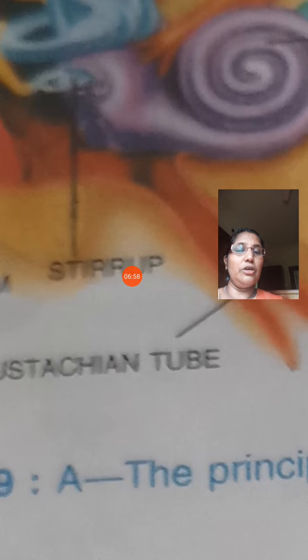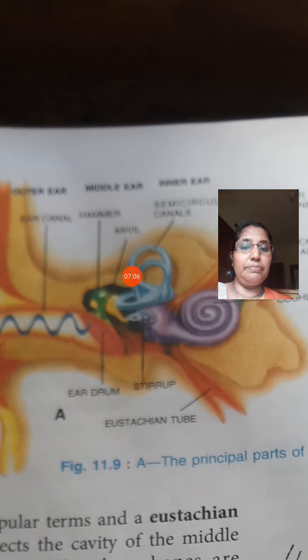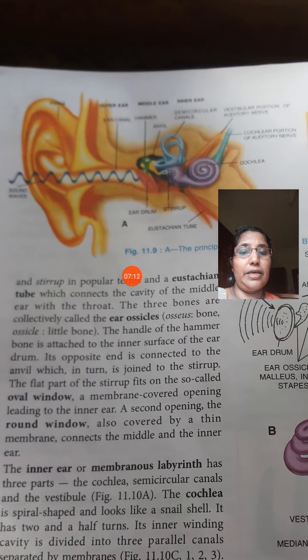You can see the eustachian tube. It is the opening towards the throat. What is the function of the eustachian tube? It can keep the air pressure equal on either side of the eardrum. That is the function of the eustachian tube.